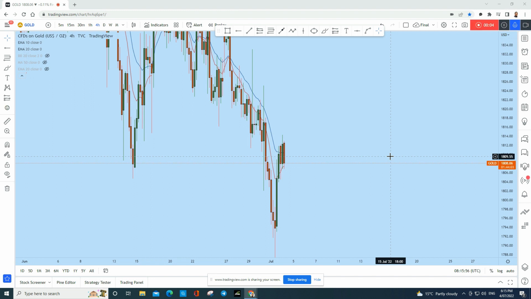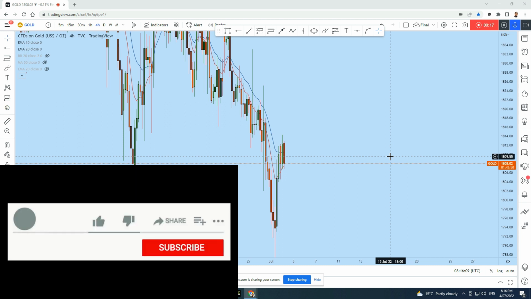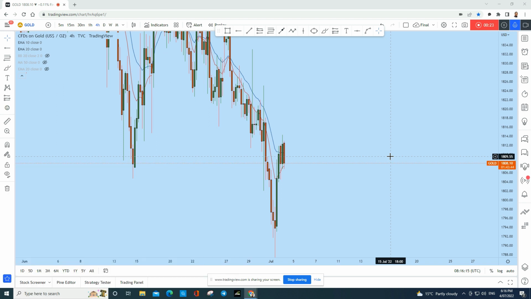Let's see what kind of trading opportunity we have in this instrument. First of all, this is the intraday time frame, and we see a significant trading opportunity. Before we discuss what it is, let's do a complete multi-time frame analysis. Then we'll come back to this time frame to see how we can trade gold.